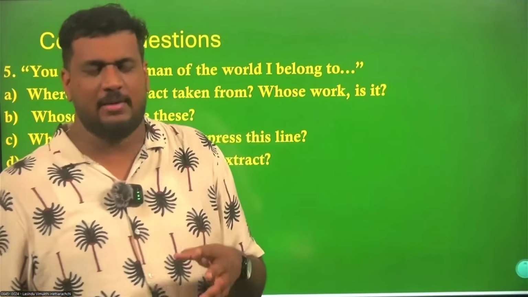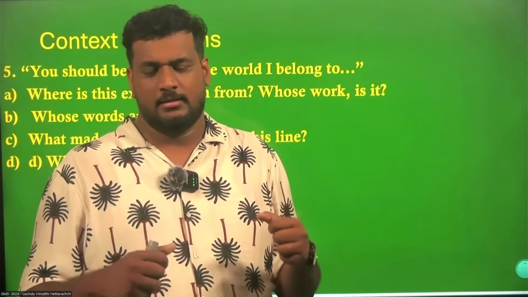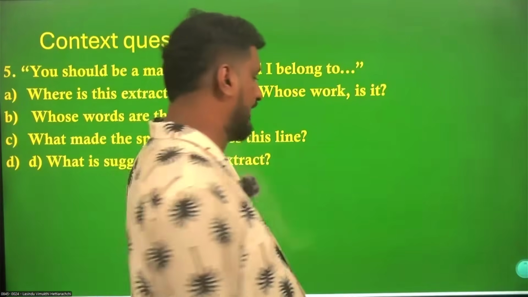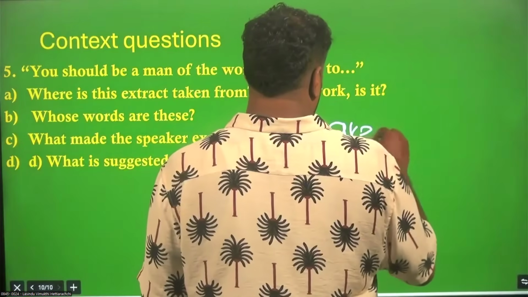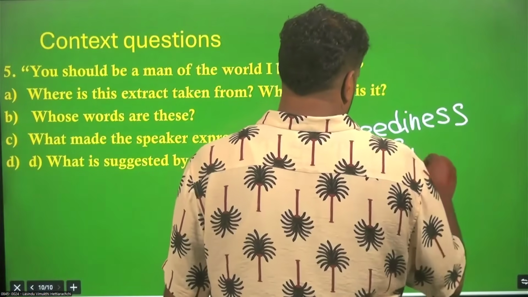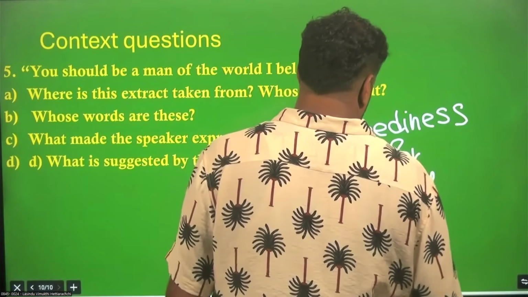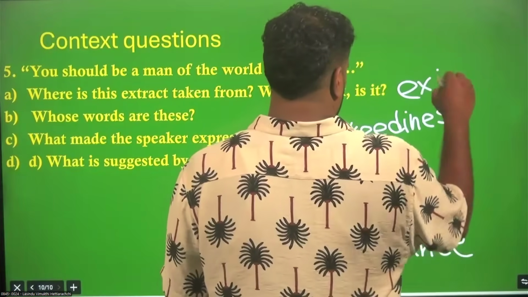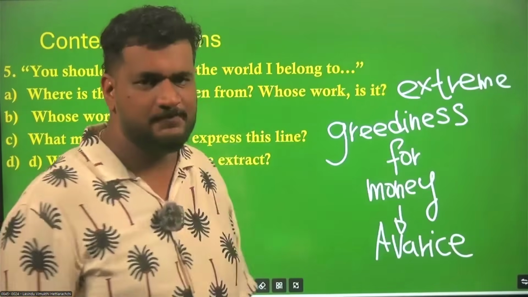So what happens in the drama? Zhu and Yohio are known to be a perfect couple, but because of greediness for money, right? In literature, we call that avarice. Greediness for money, extreme greediness for money. You can say extreme greediness for money, avarice, right?